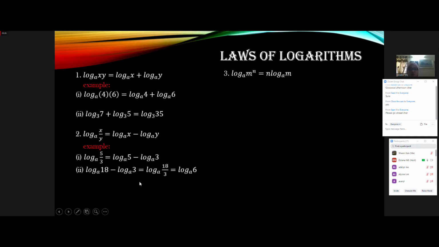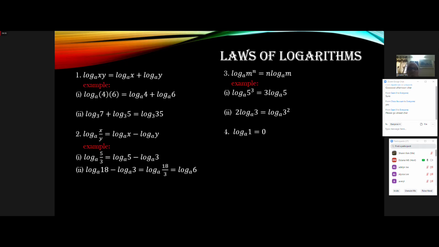The third law. This is the power rule. If you have log base a of m power of n, this is 3 levels: the base, the number, and the index. So you can bring the power down in front. So it becomes n log a m. So if you have log base a of 5 power of 3, bring the 3 down, so 3 log a 5. Or in certain questions, you have the 2 in front here, you can bring the 2 up, become log a of 3 squared or log a 9.